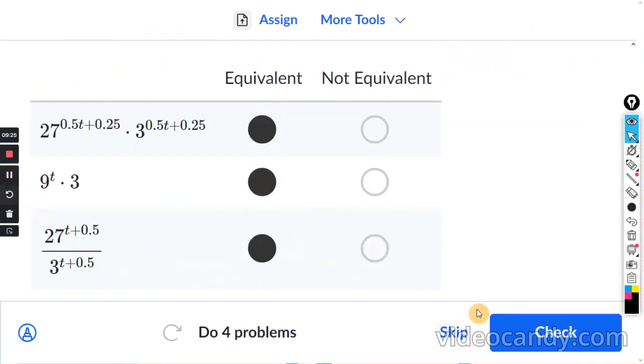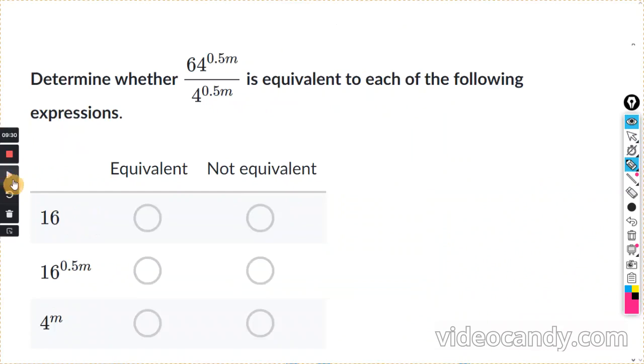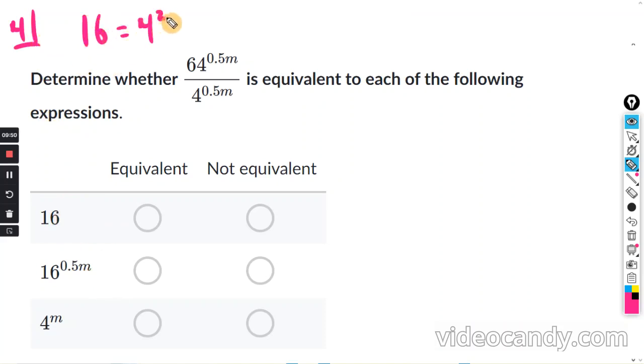All right, so all 3. Okay, look at the base numbers. We have 64, 4, 16, and 4. We can see the smallest one is a 4. So how about 16? Well, 16 is the same as 4 times 4, which is 4 squared. And how about 64? 64 is the same as 4 times 4 times 4, or 4 to the third.